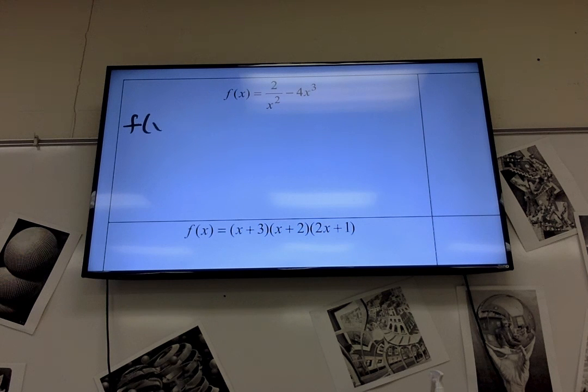Remember if you had like 2 over x or 1 over x, that's the same thing as x to the negative 1. So if I want to take an exponent and move it from the bottom to the top, or top to bottom, I just switch the sign of the exponent. So that's really 2x to the negative 2. 2 stays up there. And I still have 4x cubed. Is that it? Well, that's f of x.